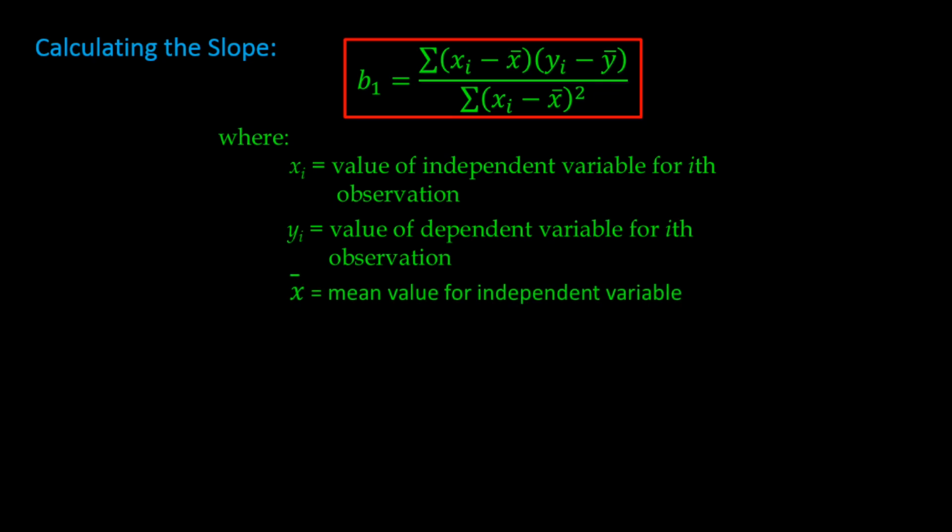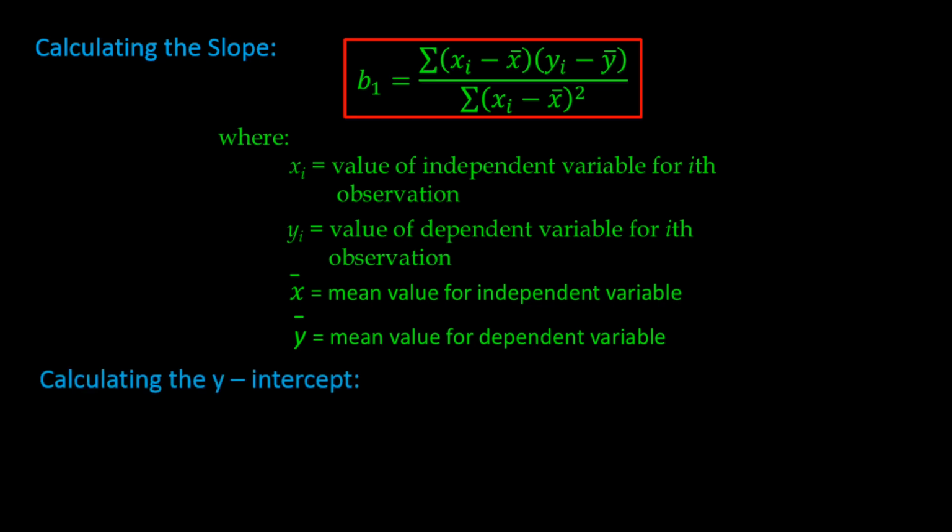X bar would be the average of the x's, so we would add up all of the x's and divide by 10 in this case. And y bar is the average of the y's, so we would add up all the grades and divide by how many there are to get y bar. Once we plug in all of these numbers and calculate the slope, then we can calculate the y-intercept, b0, by using this formula. Notice that in this formula we have b1, the slope, so we need to first calculate the slope before we can calculate the y-intercept. So let's take a look at how we would do these calculations.